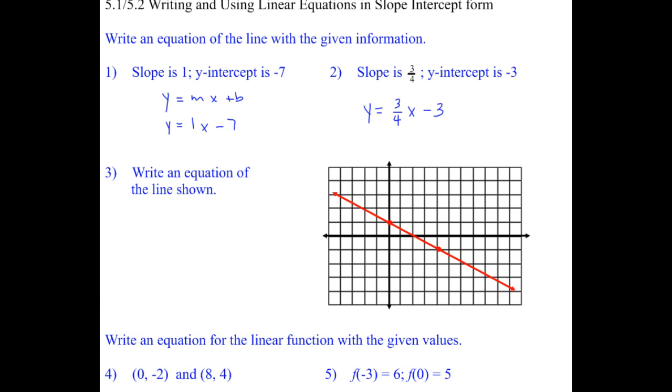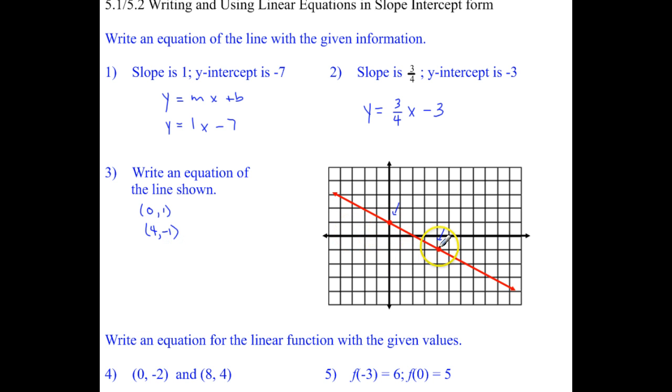The third problem, writing an equation of a line that I give you. So if I show you a line, you should be able to pick out two good points on that line. I would say the two good points on this line would be 0, 1, and the point 4, negative 1.